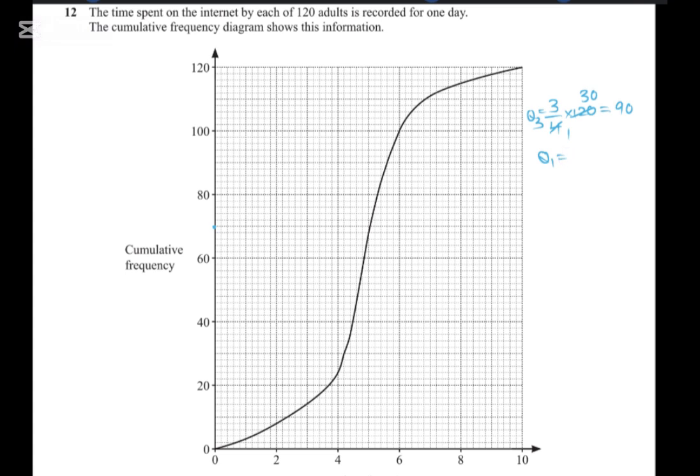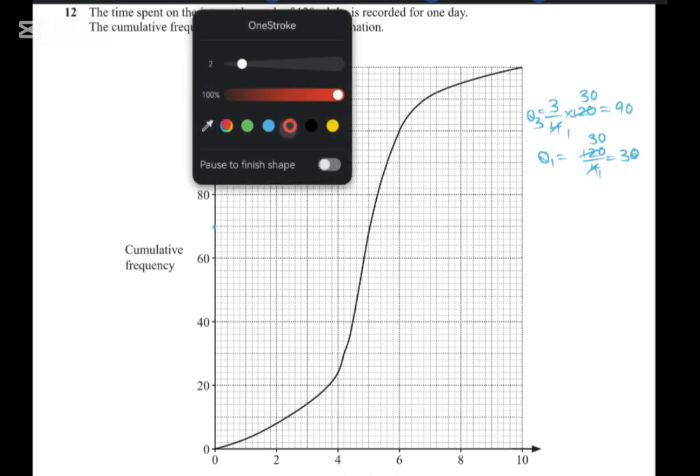Q1 will be just 120 by 4, which is 30. 4 times 1, 4 times 30. So we have to take these two observations, the 30th observation and the 90th observation. Let me check the 30th observation and mark it.